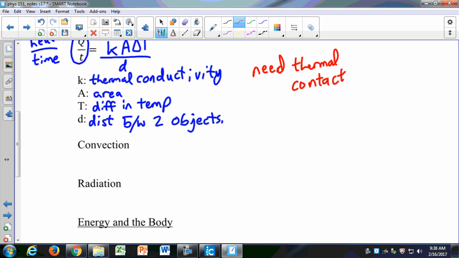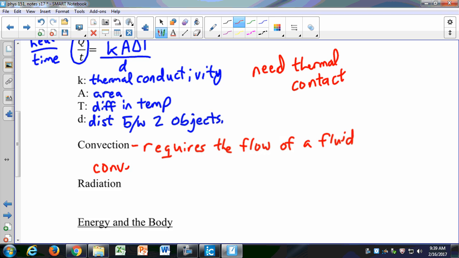Convection requires the flow of a fluid. I said a good example is a convection oven. It greatly decreases your cooking times. And then radiation is the transfer of energy by light waves. We're going to have a whole chapter on light later in the semester, so we'll not deal with that.